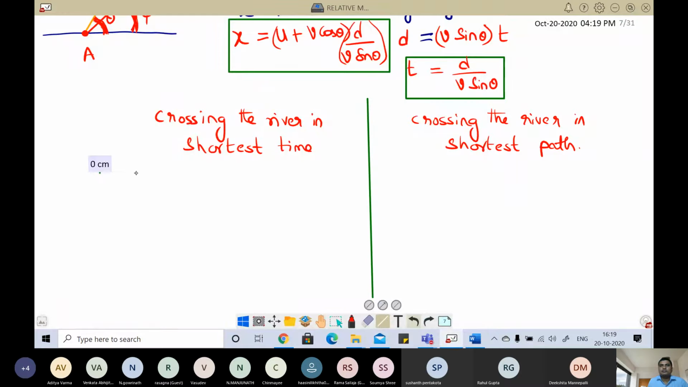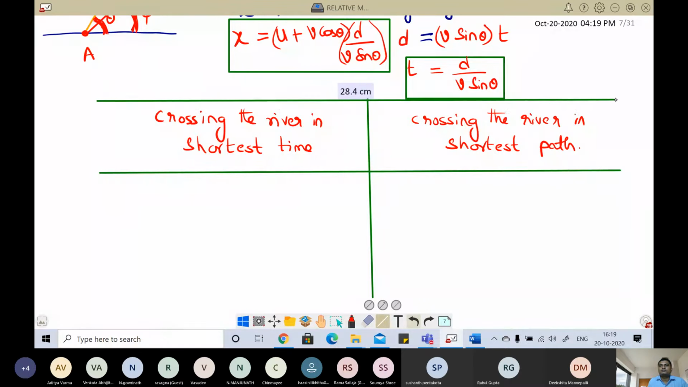Okay, two cases are there. One is crossing the river in shortest time and the other is crossing the river in the shortest path. Okay, so now first point. First one is crossing the river in shortest time.